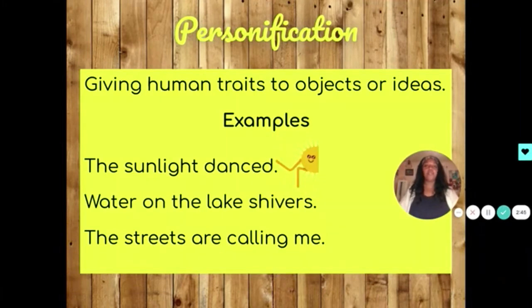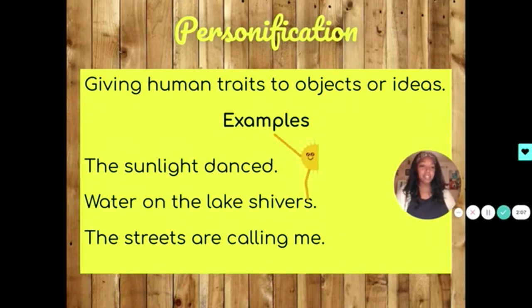Personification. Personification is one of my favorite types of figurative language. Personification is when you give human traits to objects or ideas that are inanimate most of the time. An example of personification would be: the sun danced, the water on the lake shivers, and the streets are calling me. Hold on. Hello? Is this the streets? I'm kidding. It's not the streets. So these are all examples of personification.